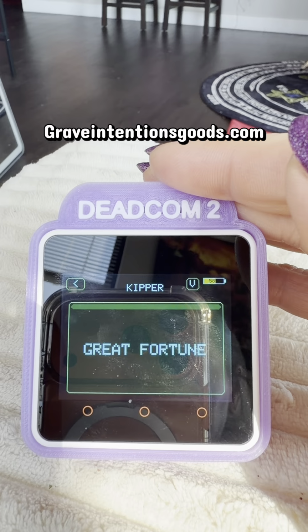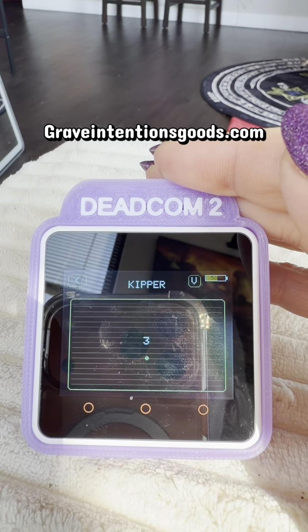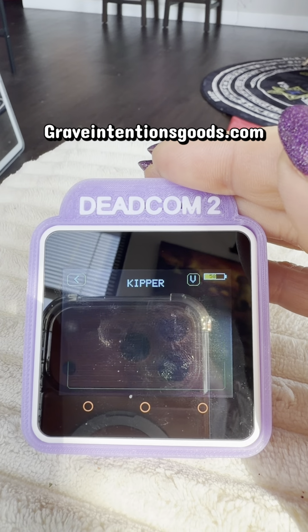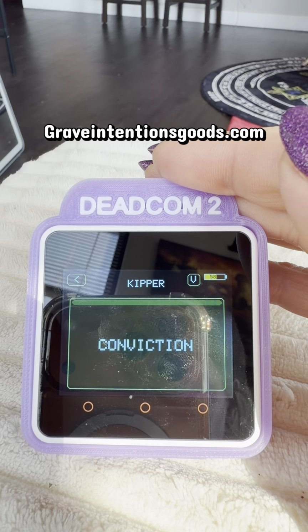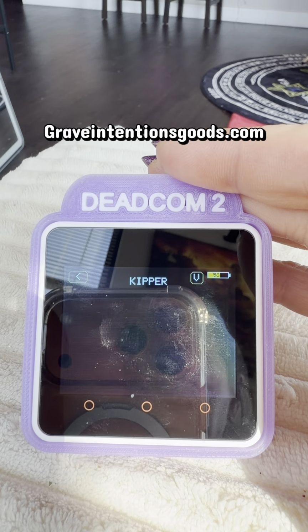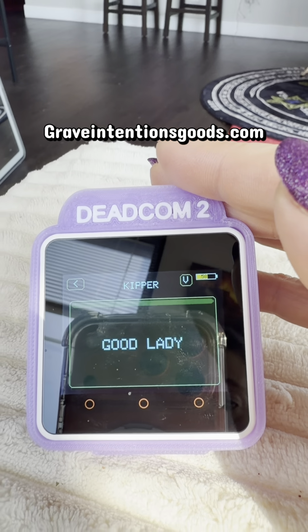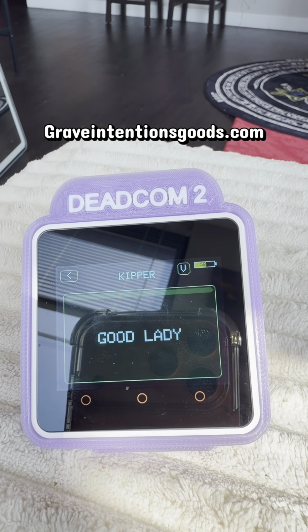Ooh, great fortune. Yeah, Jupiter on the 30th going into Leo, my first house. I am going to have great fortune. Thank you. Conviction. I do have a lot of conviction. I also have a partner who's probably going to be dealing with a different type of conviction soon. Good lady. Well, thank you, Spirit. Thank you. I am.